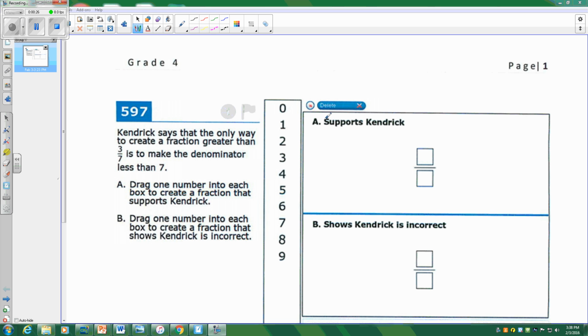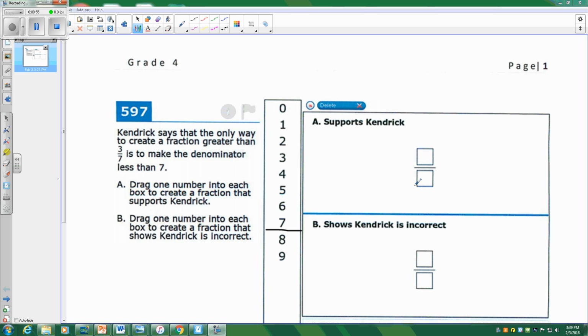I'm going to read the question to you. It says, Kendrick says that the only way to create a fraction greater than 3/7 is to make the denominator less than 7. Your task is, in box A, drag one number into each box to create a fraction that supports Kendrick. In box B, you have to drag one number into that box to create a fraction that disproves Kendrick or shows that Kendrick is incorrect.